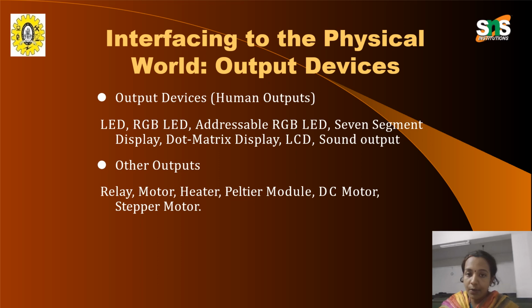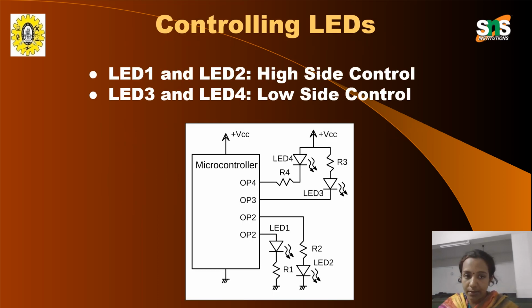Interfacing the physical world to the output devices. Output devices are usually displays or LED displays. This LED display can be RGB LED, or it can be addressable RGB LED or a 7-segment display or LCD display, or it can also be a sound output. Relays can also be output devices. Motors can also be output devices. Heaters, Peltier modules, DC motors and stepper motors are called output devices, through which we can see the output. LEDs are also best examples. Separate LEDs, LCD displays are best examples for output devices.